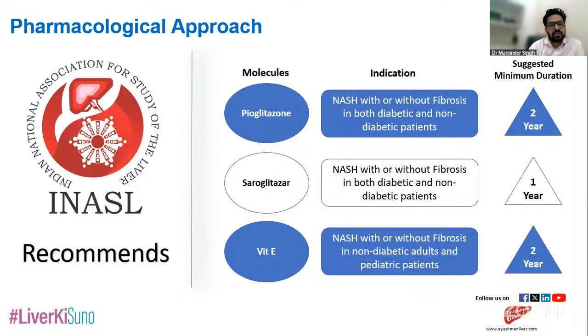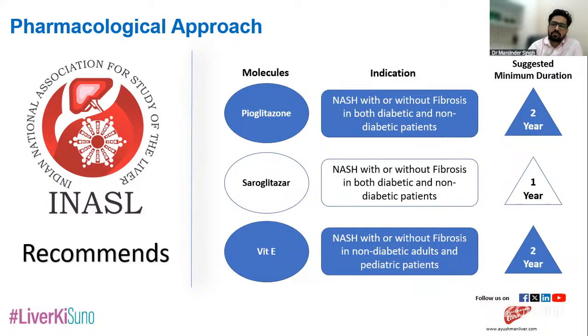So the pharmacological approach, finally, as per the Indian National Association for Study of Liver Disease, endorses the following drugs. You have pioglitazone, which is indicated for patients with or without fibrosis in both diabetic and non-diabetic populations. Similarly saroglitazar, which is a PPAR alpha and gamma agonist, is also indicated in patients with or without fibrosis in both diabetic and non-diabetic populations. And vitamin E is to be used only in non-diabetic adults and in patients of NASH with or without fibrosis.